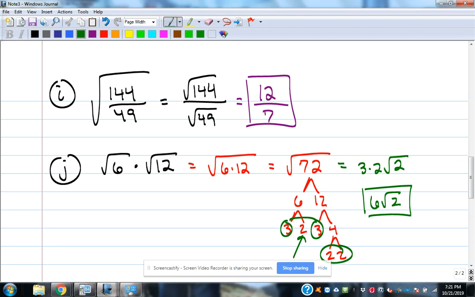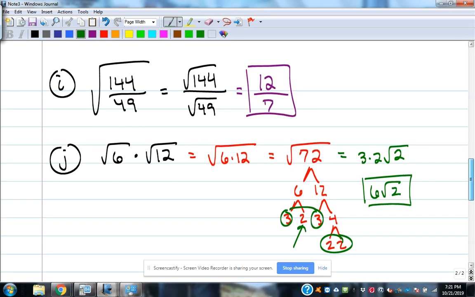Again, anybody, the 6, the 12, and the 4 are not part of the problem anymore because they're not prime numbers. I'm only looking at prime numbers at the ends of the branches. That's the only numbers that you're looking at from your factor tree. Okay.